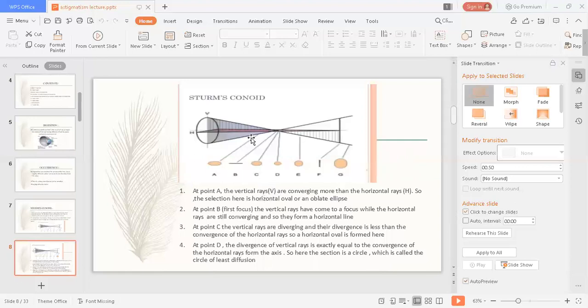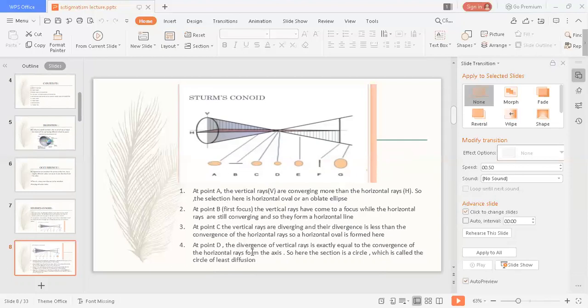So at point A, friends, the vertical rays are converging more than the horizontal rays. So the focus will be a horizontal oval shape. And at point B, that is the first focus, the vertical rays have come to a focus, whereas the horizontal rays are still converging, so they form a horizontal line. At point C, the vertical rays are diverging, and their divergence is less than the convergence of the horizontal rays, so they will form a horizontal oval.